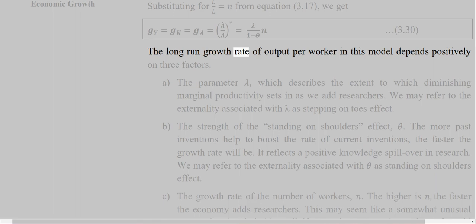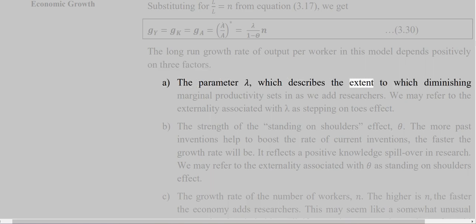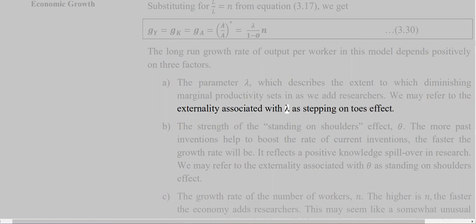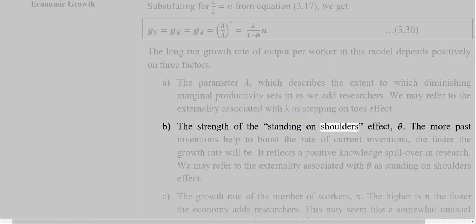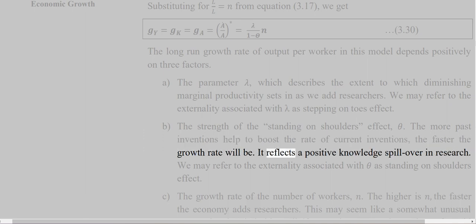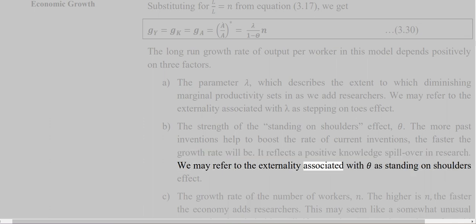The long-run growth rate of output per worker in this model depends positively on three factors. A. The parameter lambda, which describes the extent to which diminishing marginal productivity sets in as we add researchers. We may refer to the externality associated with lambda as the stepping on toes effect. B. The strength of the standing on shoulders effect. The more past inventions help to boost the rate of current inventions, the faster the growth rate will be. It reflects a positive knowledge spillover in research. We may refer to the externality associated with phi as the standing on shoulders effect.